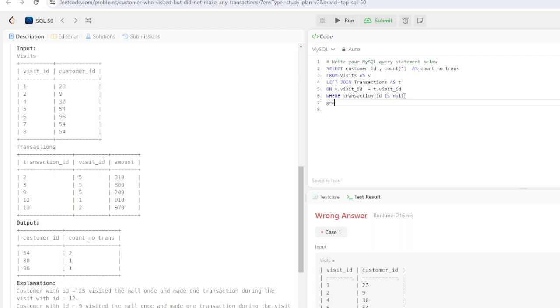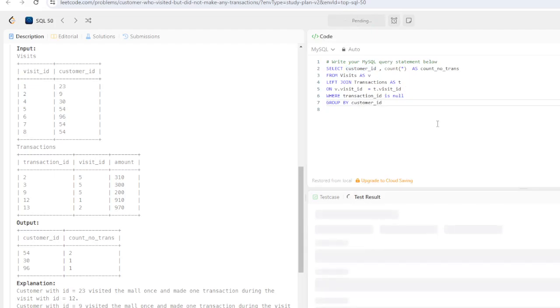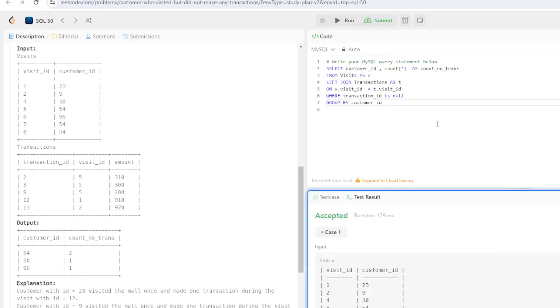Group by this customer id. Okay, now we are good to go. Let me just run the code. Yeah, it gets accepted. Now let me quickly submit the code as well.